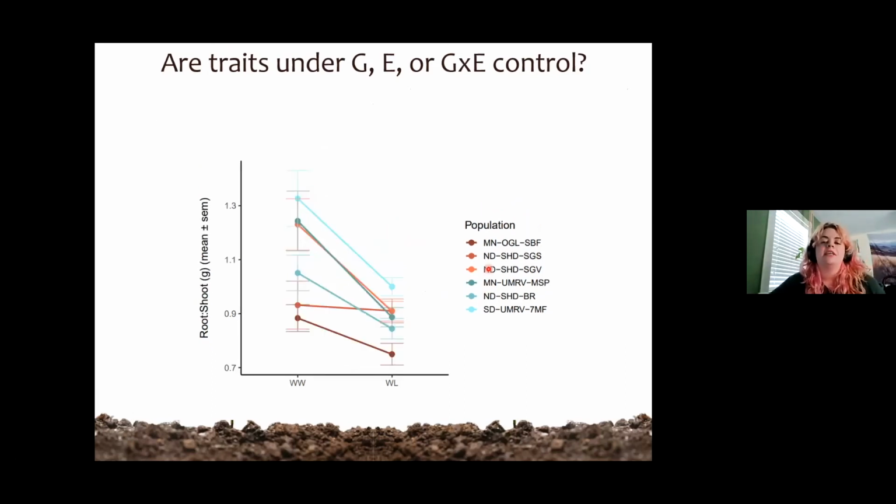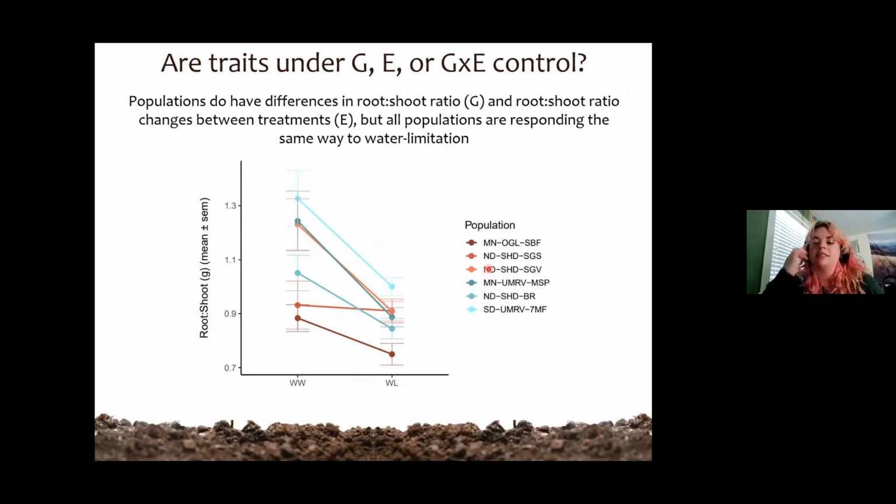Unlike water use efficiency, for root to shoot ratio we could pick apart whether traits are genetic, environmental, or genetic and environmental control. Here we can see that populations have differences in their root to shoot ratio within each treatment. So traits are genetically controlled, and we can see that each population's root to shoot ratio changes across treatment. And so populations exhibit a plastic response as well. However, because the slope of reaction is pretty much the same for all these populations, we're not seeing a G by E interaction across populations.